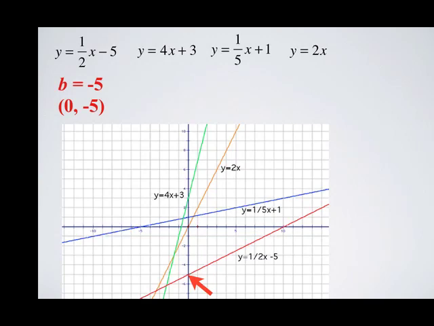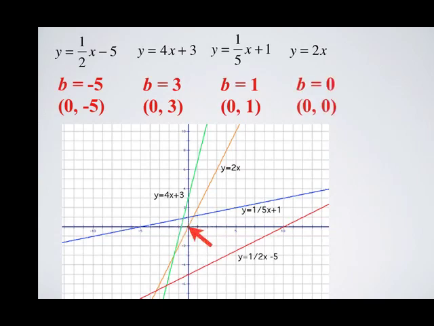The y-intercept of the green line is at 3. So b is equal to 3. And that corresponds to the point 0, 3. The y-intercept of the blue line is at 1. So b equals 1. And that corresponds to the point 0, 1. And the y-intercept of the last line, the yellow line, is at 0. So b equals 0, which corresponds to the point 0, 0.